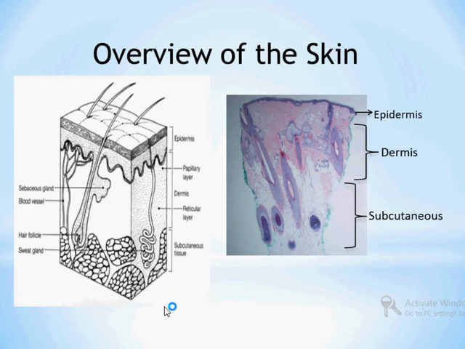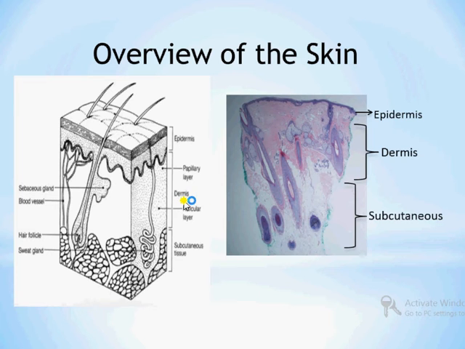Over here on your left is an explanatory picture of the skin, whereas on your right is a slice of skin that is viewed under the light of a microscope. Now, if you look at this very picture, you can clearly see that it has got three layers. The one layer is the epidermis, which you can see over here. This very layer is the epidermis of the skin.